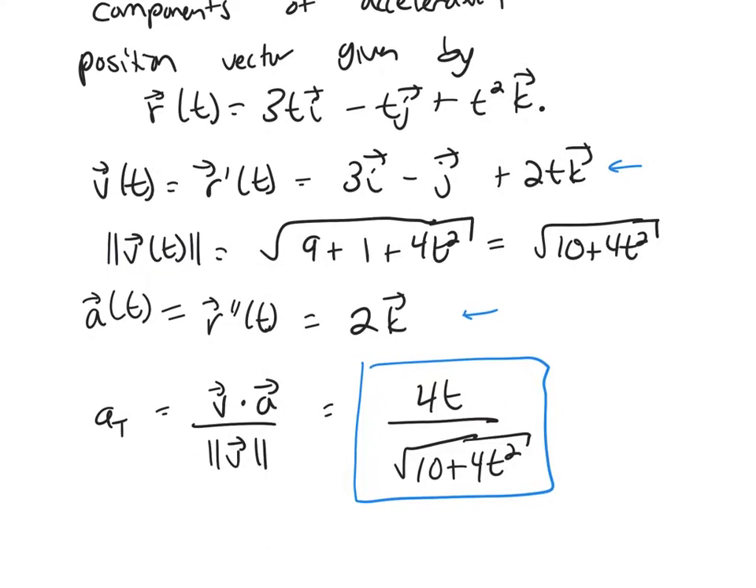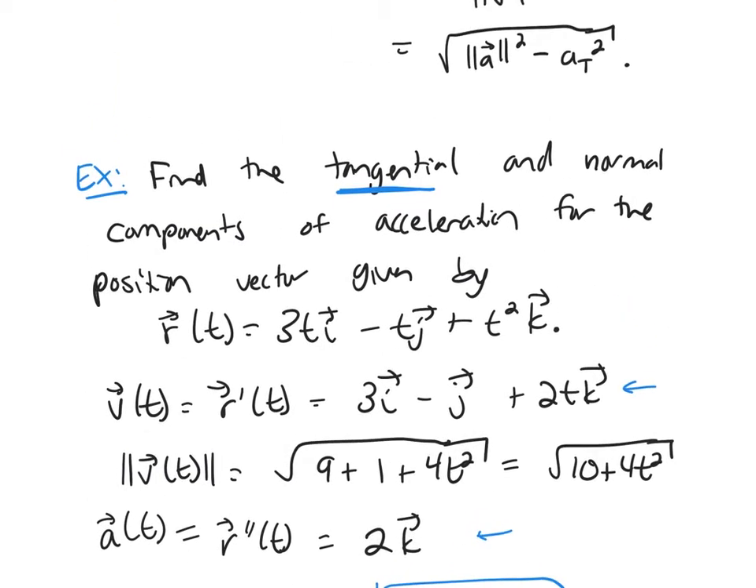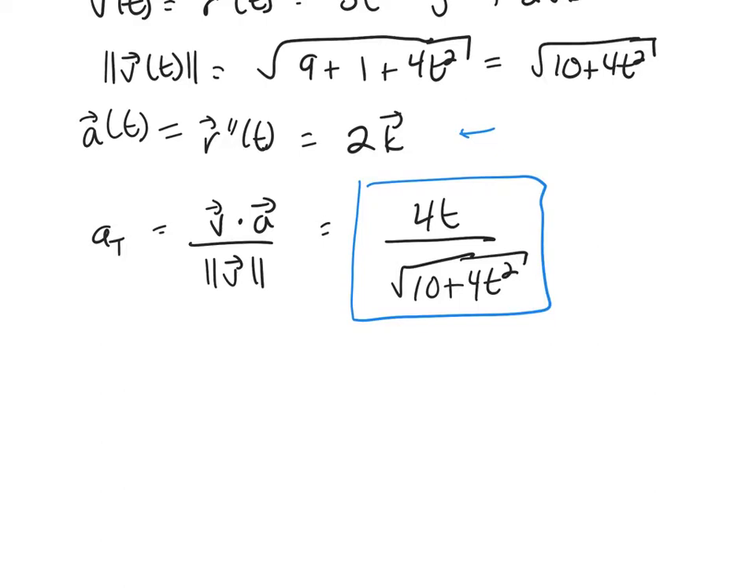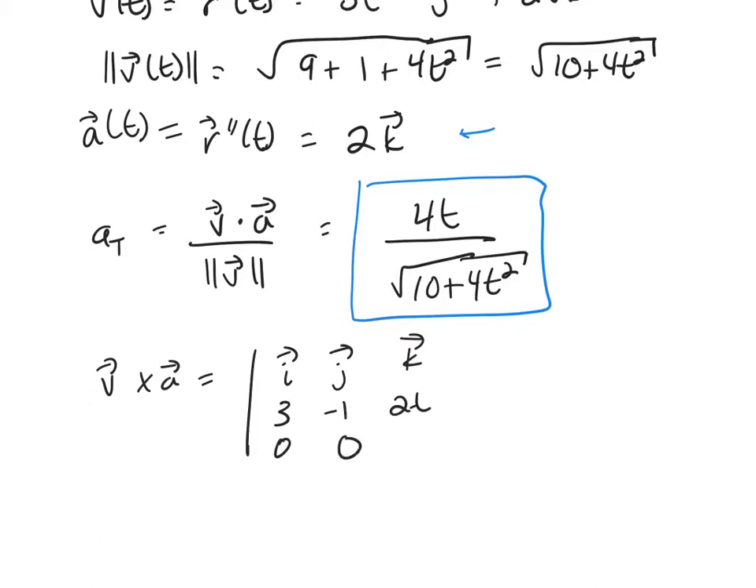Now we also were asked to find the normal component. That's a sub n. In order to find that, I'm going to compute this cross product, v crossed with a. So i, j, k. v was the vector 3, -1, 2t. And a, the acceleration, was 0, 0, and 2. If you compute this cross product, you should get -2i minus 6j.